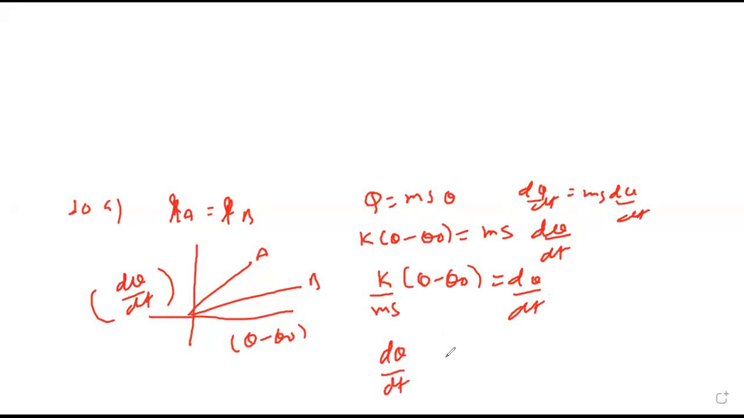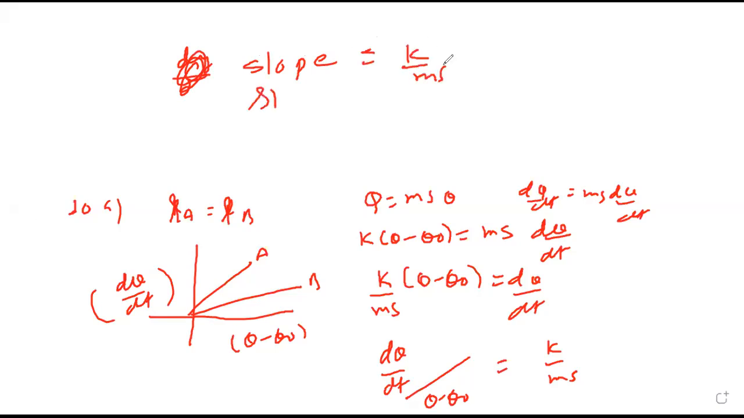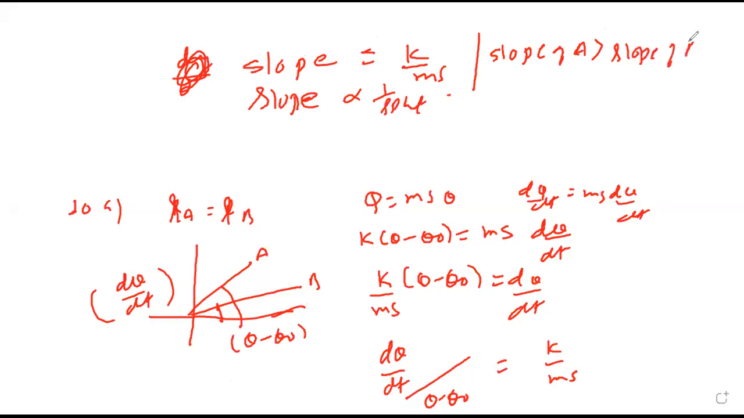So d theta upon dt upon theta minus theta 0 will become K upon ms. That is change in y coordinate upon x coordinate. Directly write, this is slope. Y upon x. So slope is K upon ms. That means slope is inversely proportional to specific heat. Which curve is having more angle made with x-axis? A or B? A. The slope of A is greater than slope of B. That means specific heat of A is less than specific heat of B.